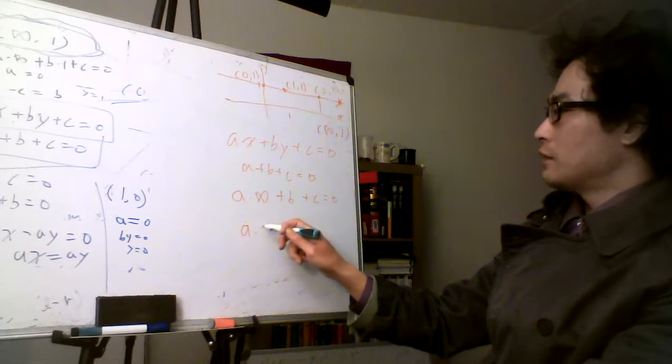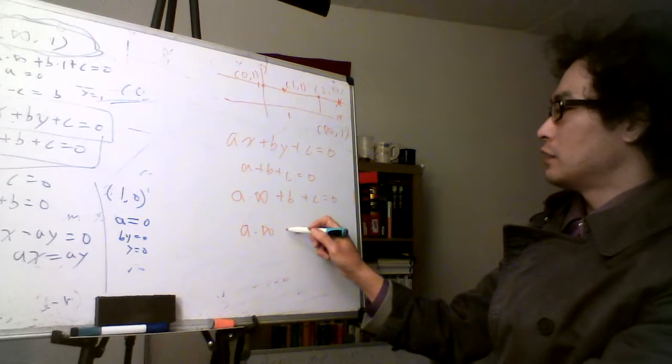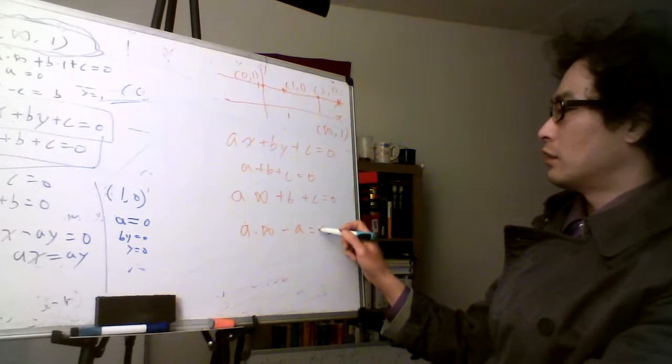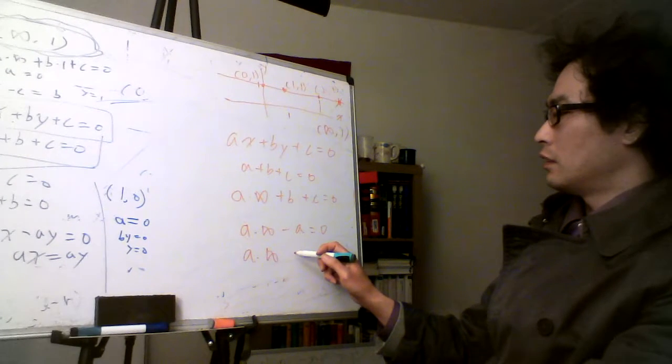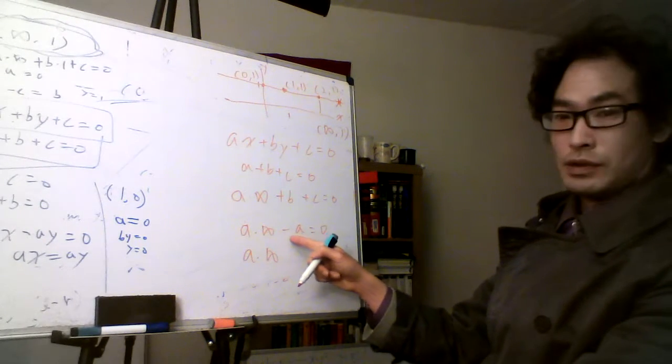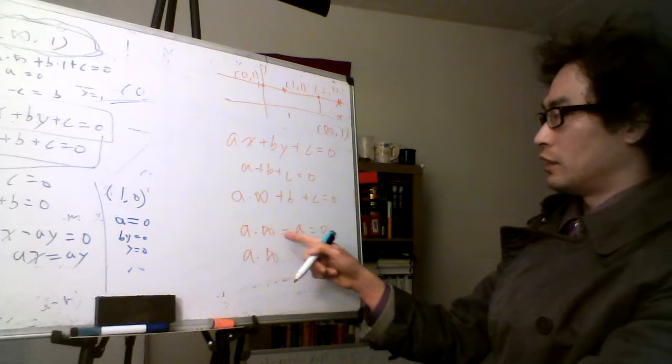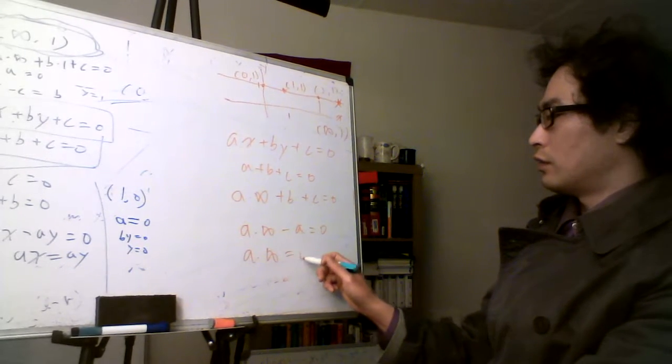And a times infinity, b plus c is equal to minus a, right? So now you have a times infinity, and it absorbs minus a, right? Because it's infinity, it's equal to 0, okay?